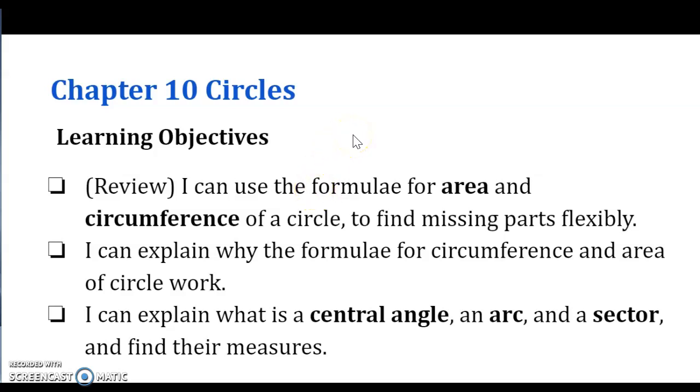So we are getting started on tackling chapter 10, circles. The learning objectives for today are to be able to use the formula for area and circumference of a circle, to be able to explain why it works, and to be able to explain what a central angle, an arc, and a sector are, and find their measures.